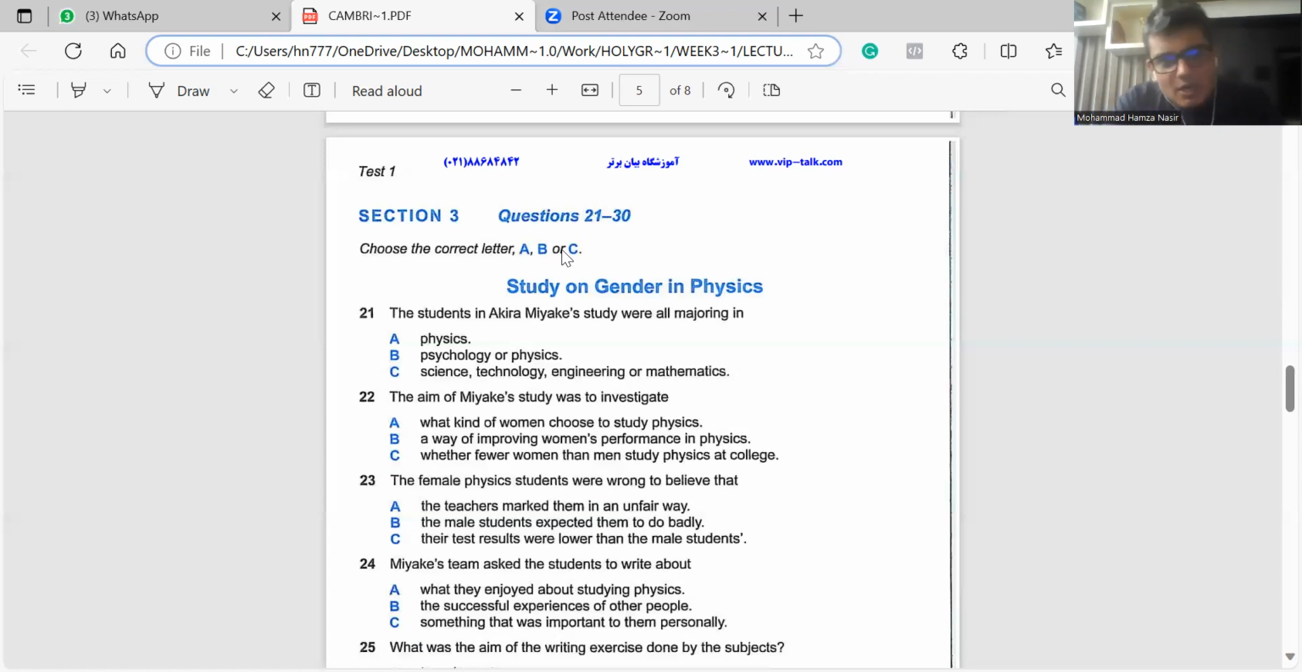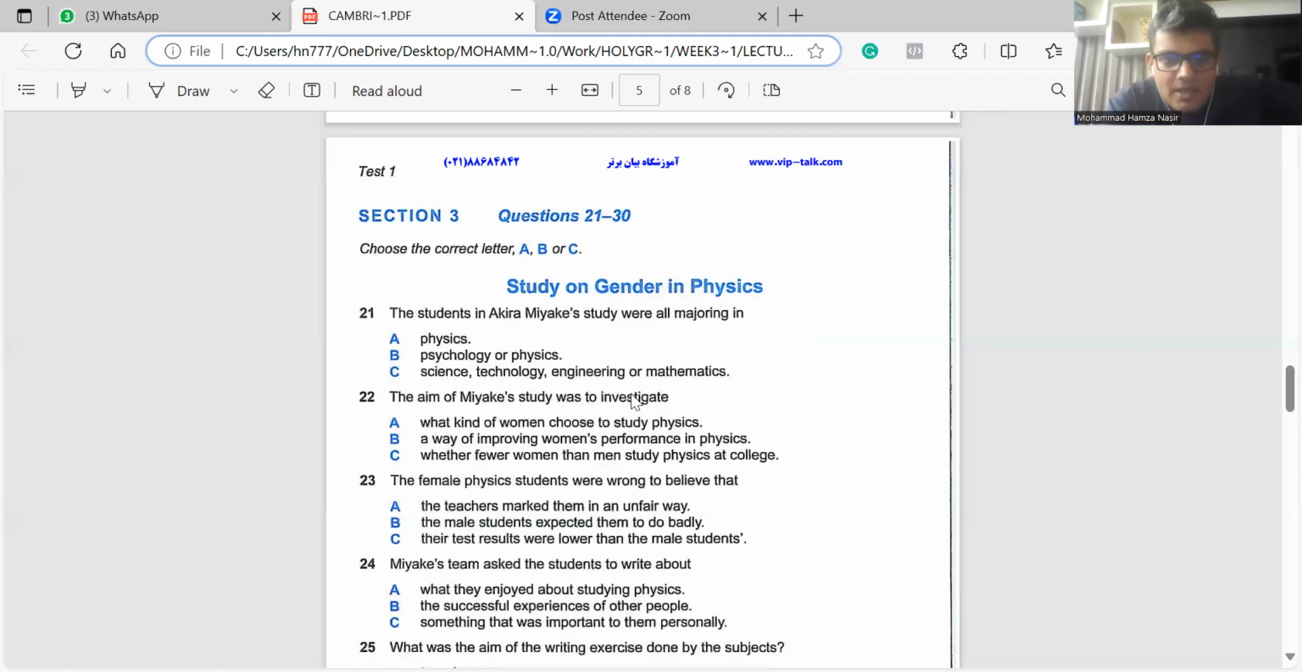Okay. So if you look at section 3, it says the students in Akira Miyake's study were all majoring in dash. Okay. So you have 3 different options given. So majoring, study, students, these are our keywords. Okay. Then the aim of Miyake's study was to investigate. Aim means the purpose, the focus. Investigate is to explore, to browse. Okay, like I said, you could have some synonyms given in the recording, so you've got to be vigilant and prepared for that.